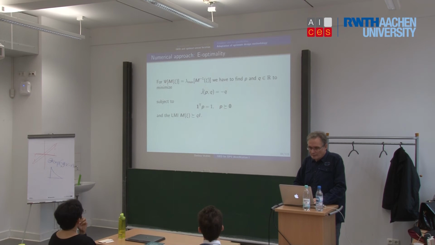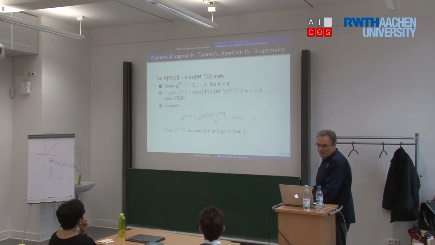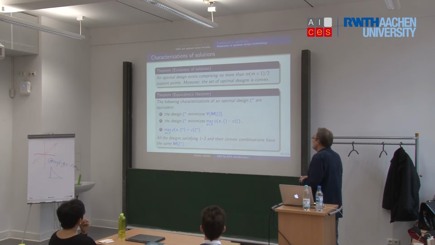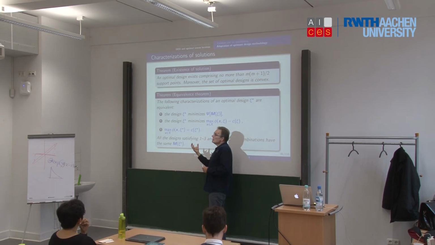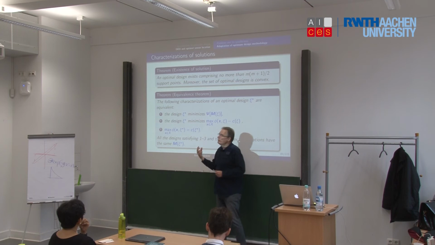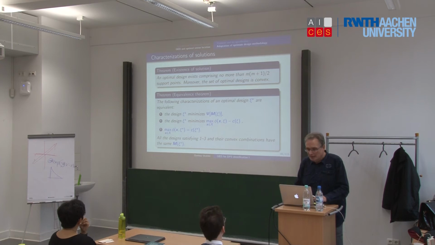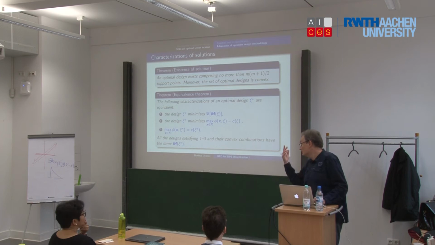For the D-optimality criterion, the equivalence theorem is useful when we have a given design and want to check whether or not it is optimal. But the problem is how to construct such designs. In the history of optimum experimental design, several algorithms were invented in order to construct optimum designs, to produce the solution to this relaxed problem.